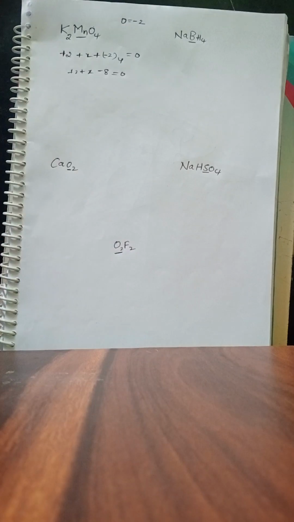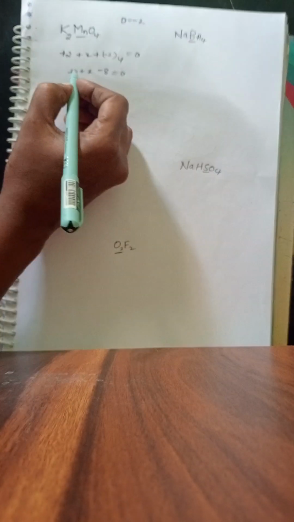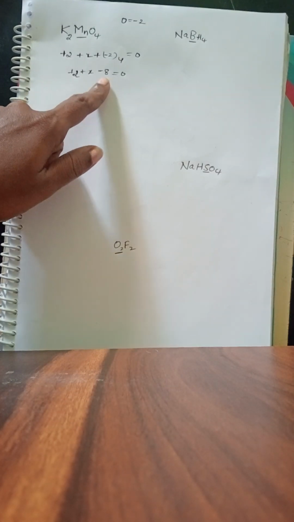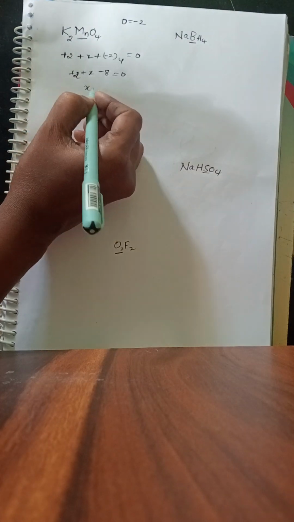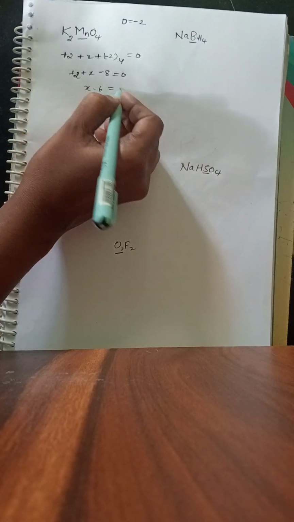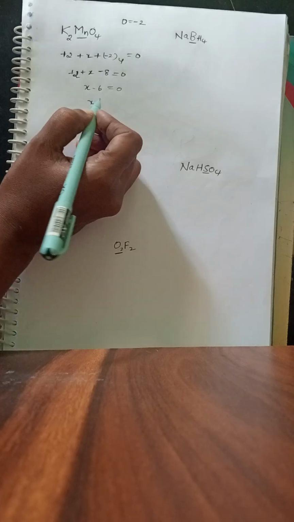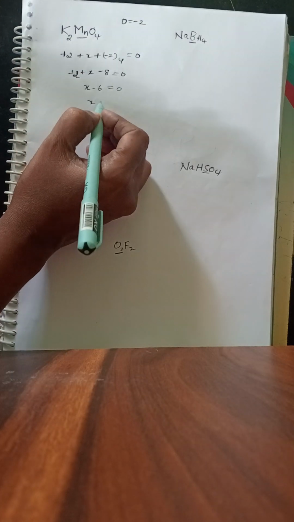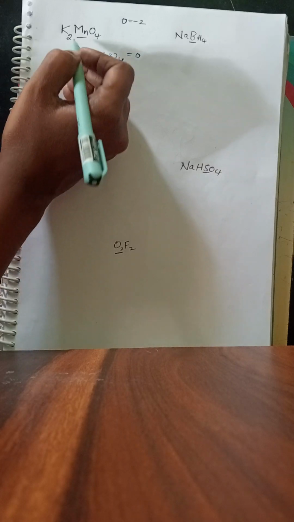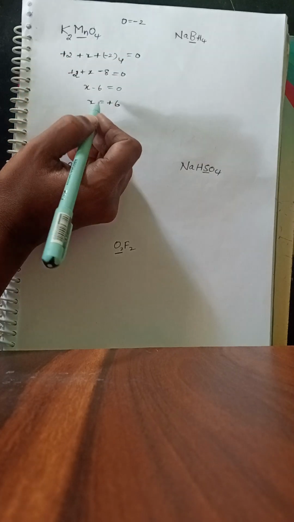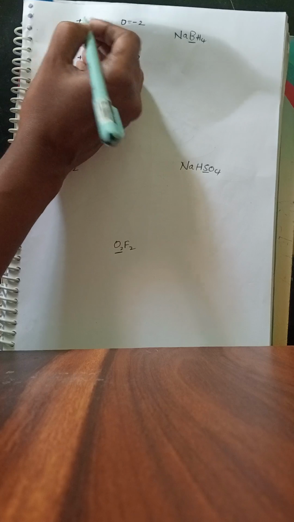We have plus 2 and minus 8. So we can write it as x minus 6 equal to 0. Then this 6 will go to the other side, and we can write x equal to plus 6. So in this compound, manganese has an oxidation state of plus 6.